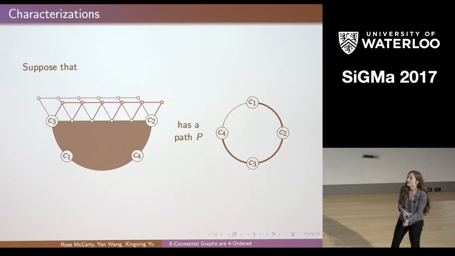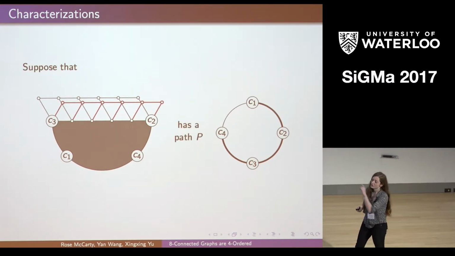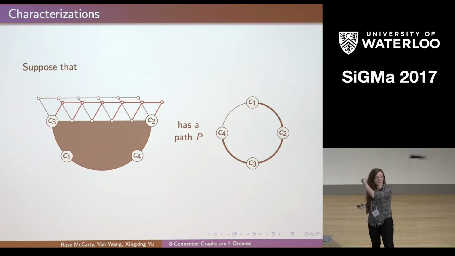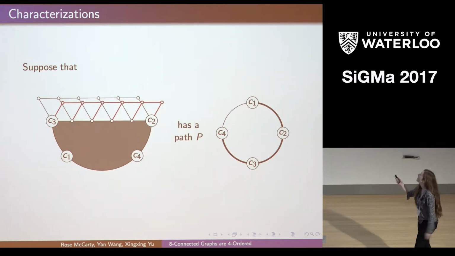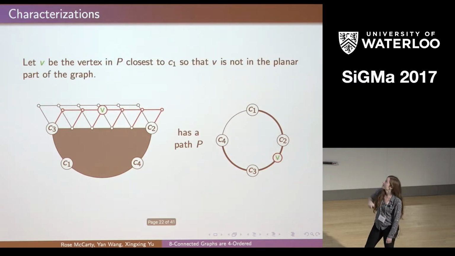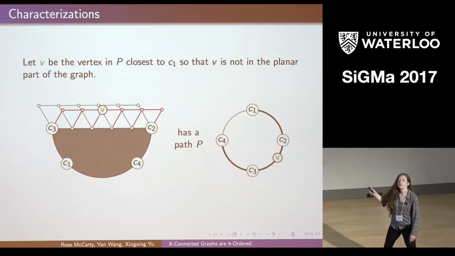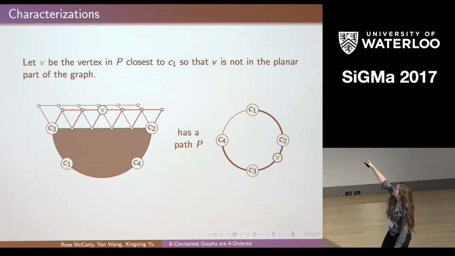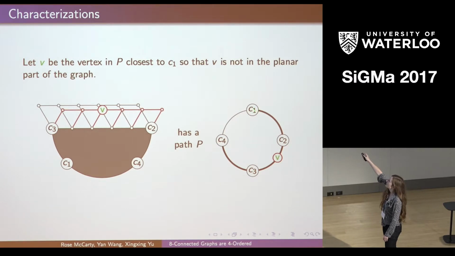Okay, so this is actually the one proof that I want to do here in order to show that this graph does not have the bolded path. So suppose that it does have such a path and call that path P. And then we're going to let the vertex V be the vertex along this path closest to C1 so that V is not in the planar part. Okay, so just let me state that again. V is the vertex closest to C1 along this path that's not in the planar part.